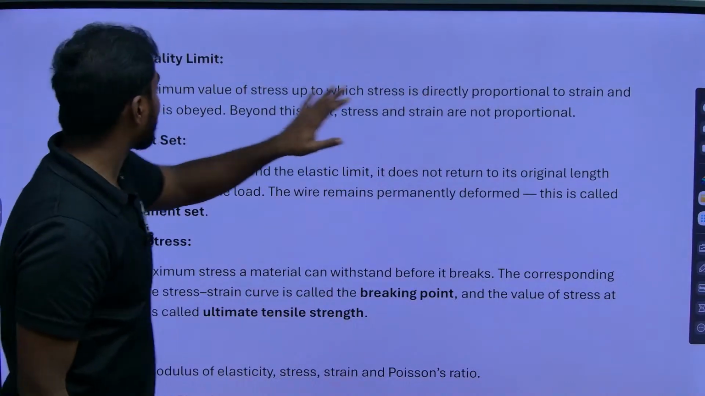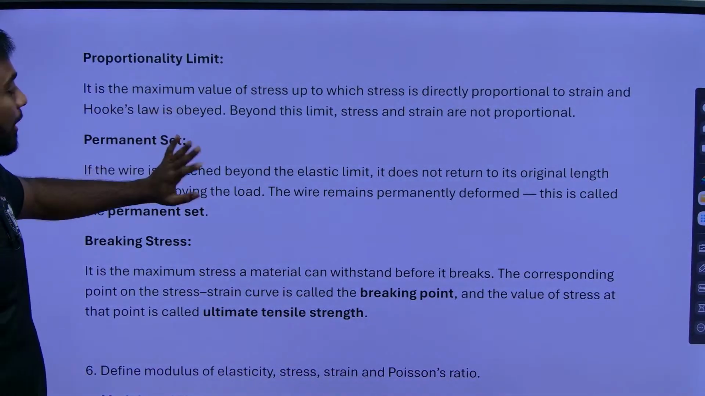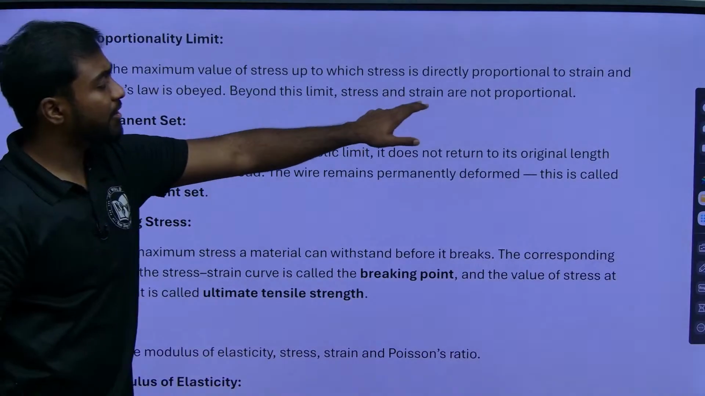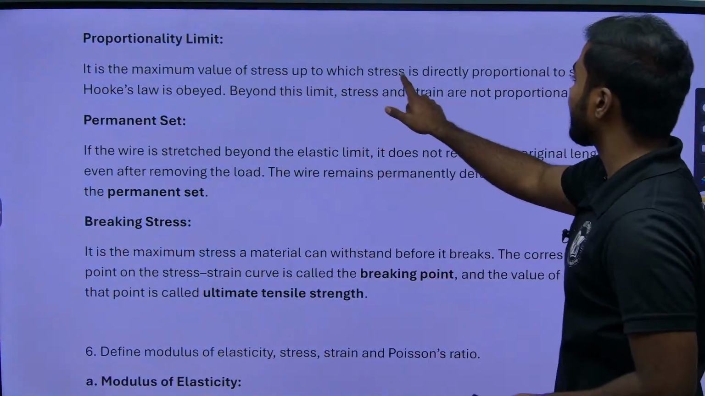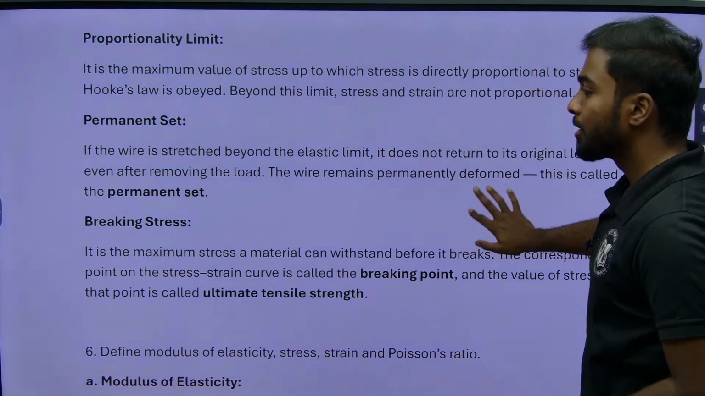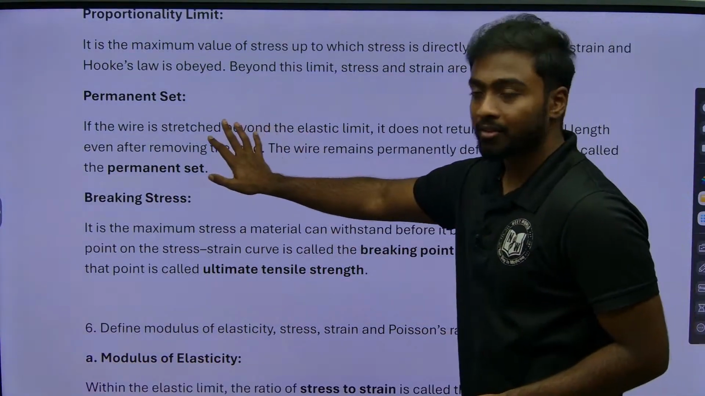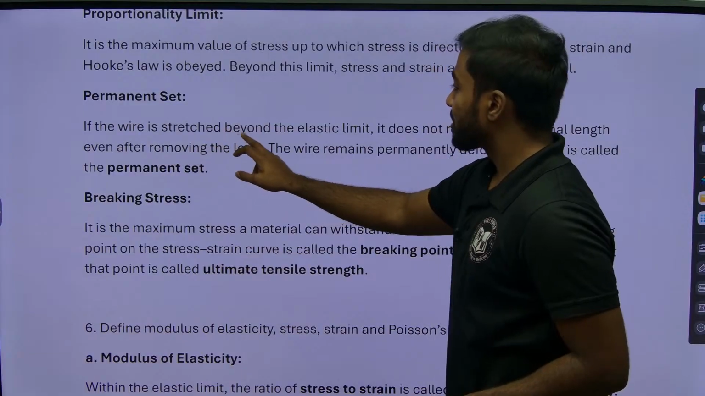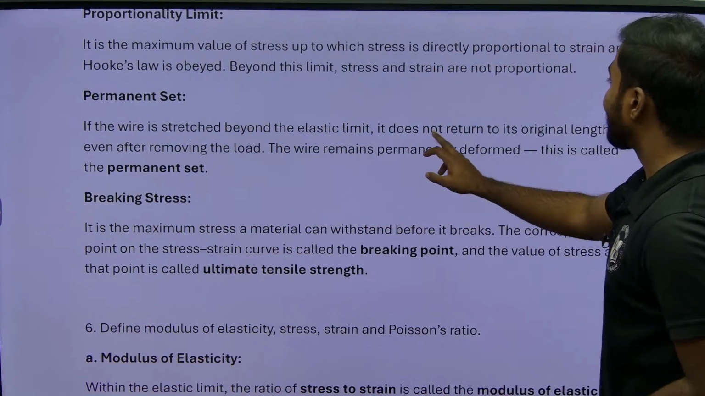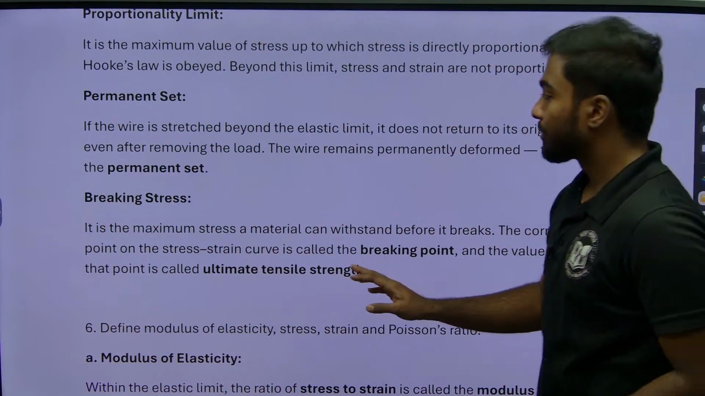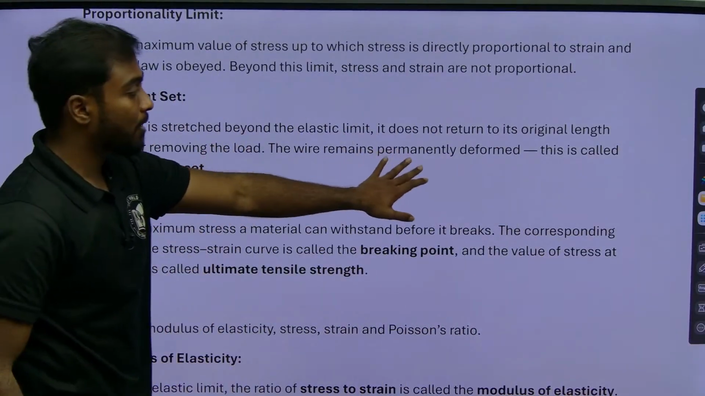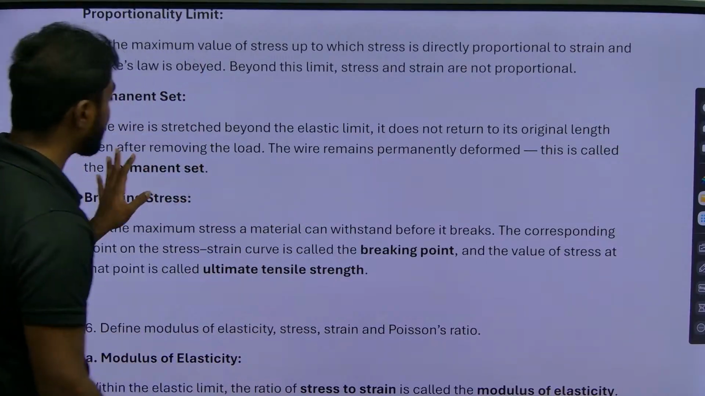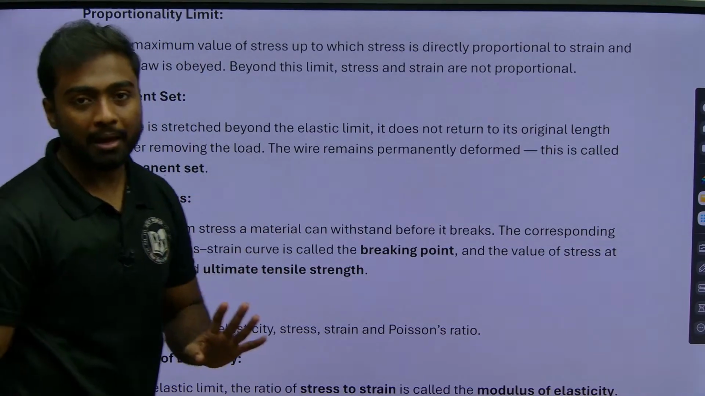Stress and strain being directly proportional is called Hooke's law, and beyond this limit stress and strain are not proportional. That's the thing: the maximum value of stress up to which stress is directly proportional to strain. Next one is permanent set. If the wire is stretched beyond the elastic limit, it does not return to its original length. That is, even after removing the load, the wire remains permanently deformed. This is called permanent set or plastic behavior, right?